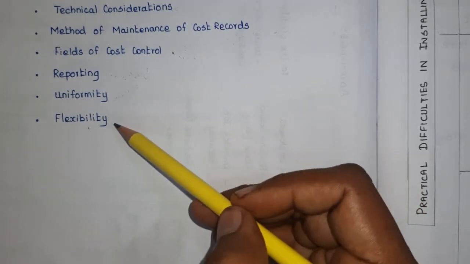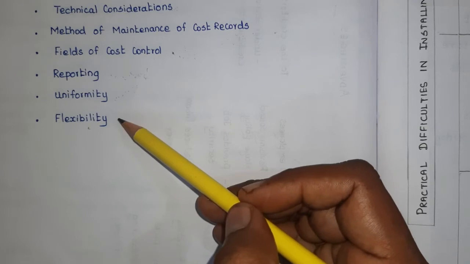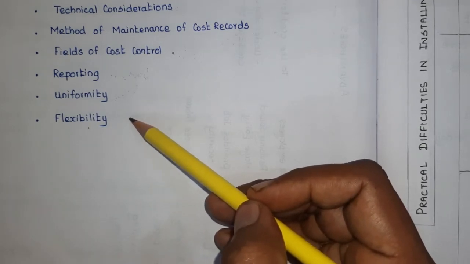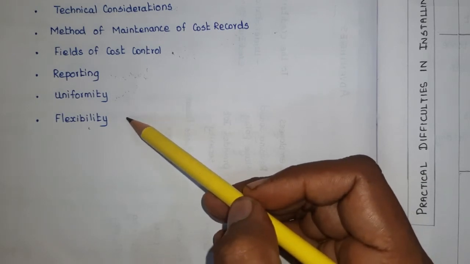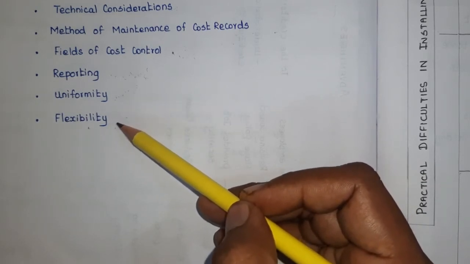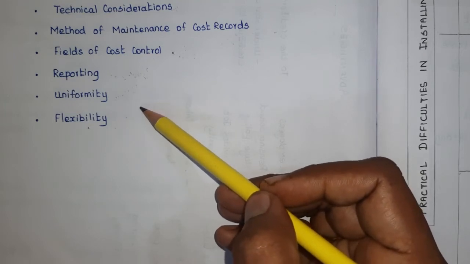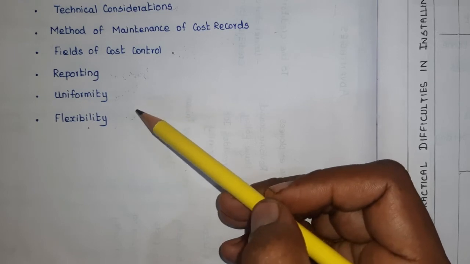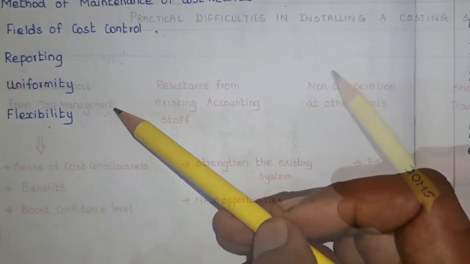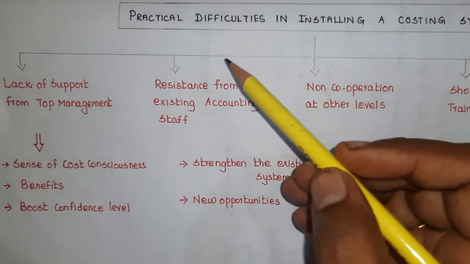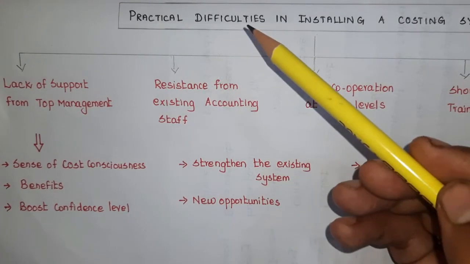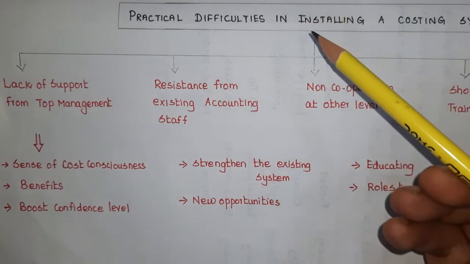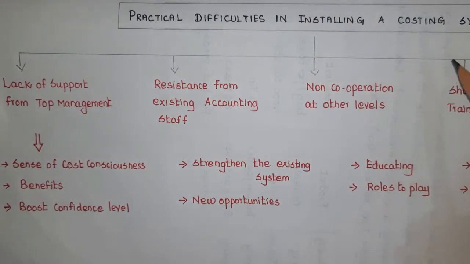The last point to be considered before installing a cost accounting system is flexibility. The cost accounting system to be installed must be flexible in operation and must be capable of adaptation to changing conditions. The system must be periodically scrutinized so as to make necessary changes owing to developments in business. So far we have seen the factors to be considered before installing a costing system. And now we will see what the practical difficulties in installing a costing system are.